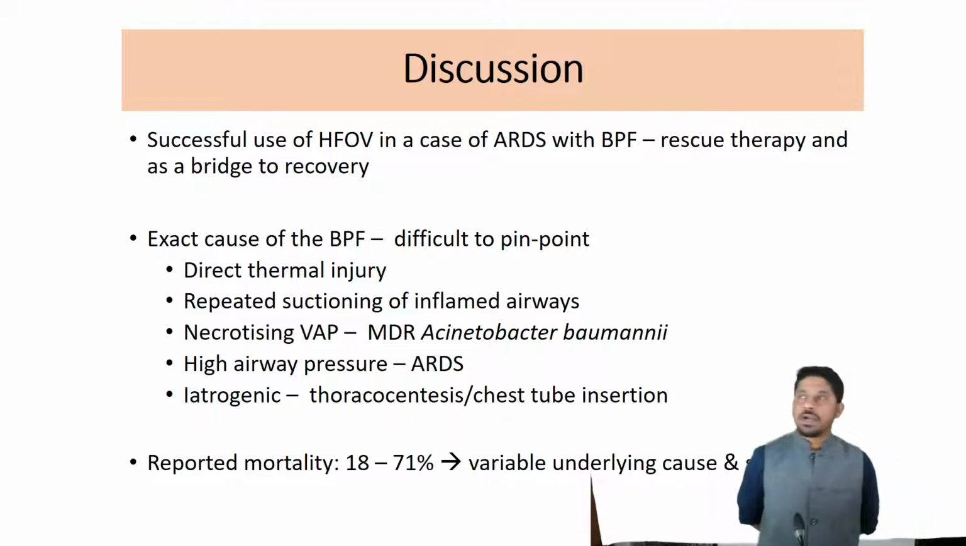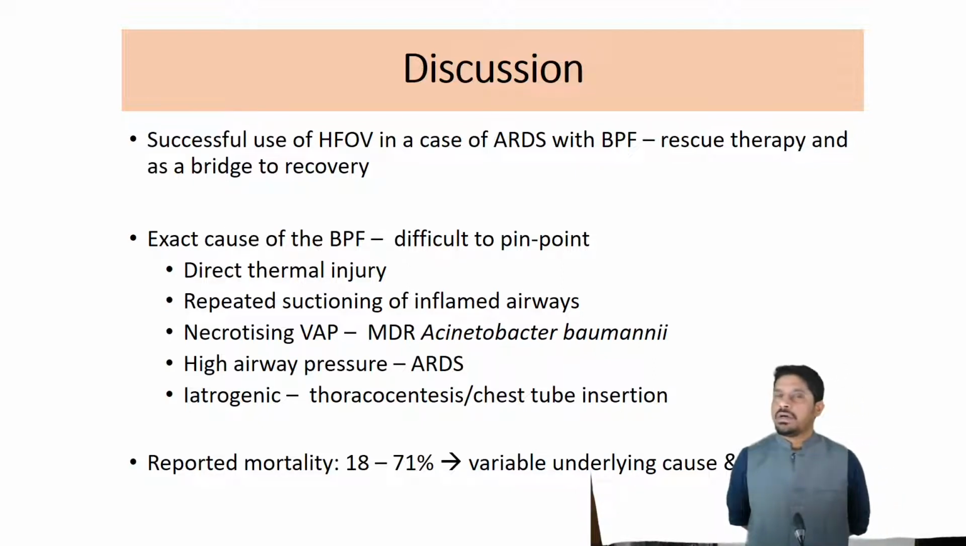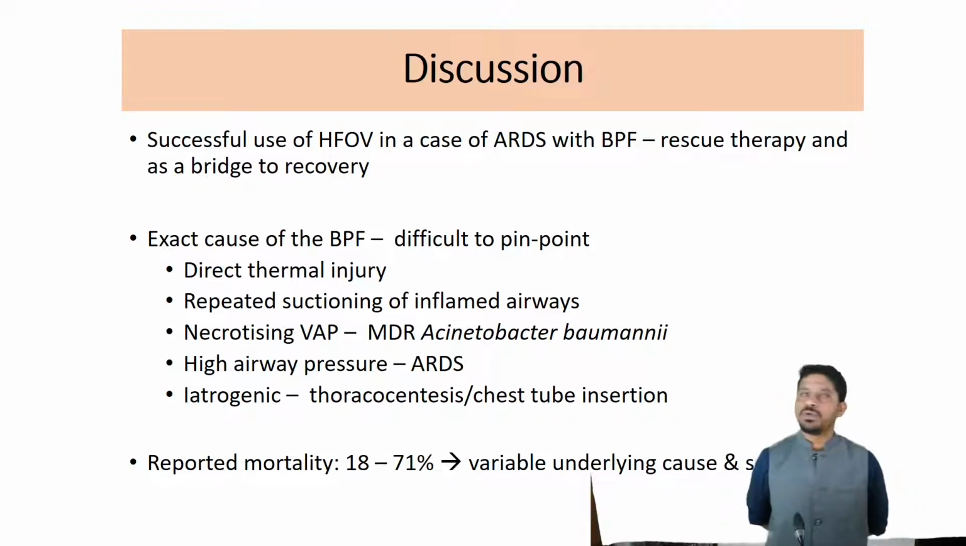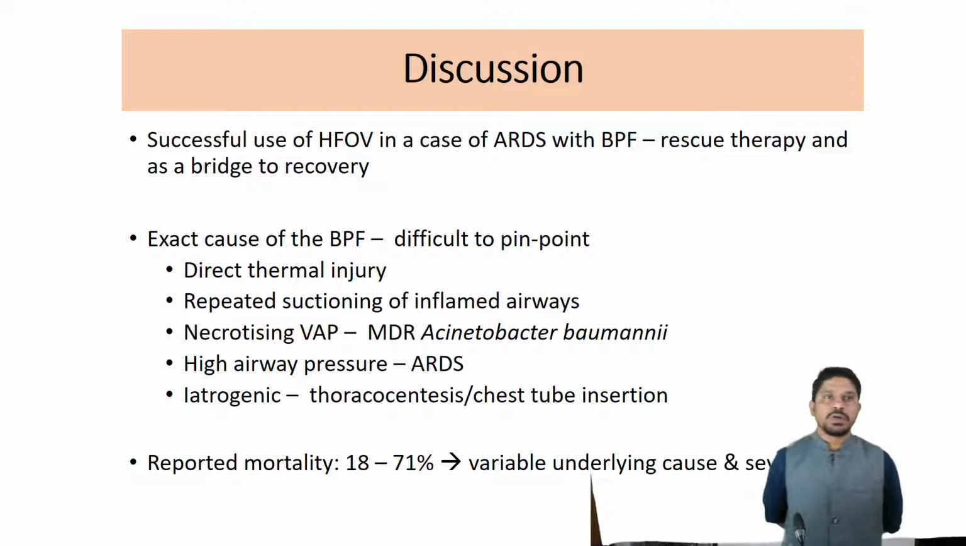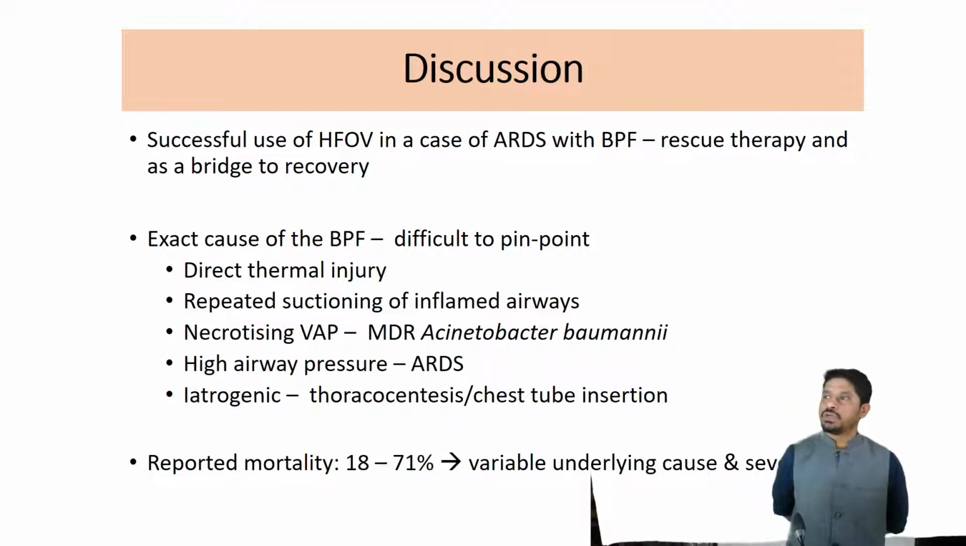It could have been a result of direct thermal injury because of the inhalational injury that the patient had. Repeated suctioning of the inflamed airways could have caused injury, causing a BPF. The patient had VAP because of Acinetobacter baumannii, which is a known cause of necrotizing pneumonia. This itself can cause air leak. During ARDS ventilation, the patient required high airway pressures, which could have complicated the matter. And finally, it could have been iatrogenic during thoracocentesis to drain the pleural effusion, or during chest tube insertion.